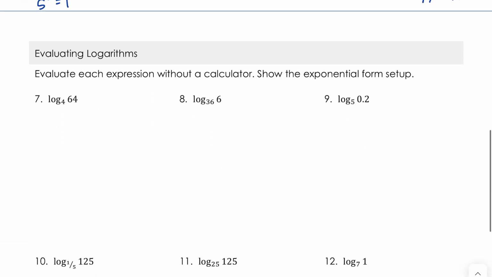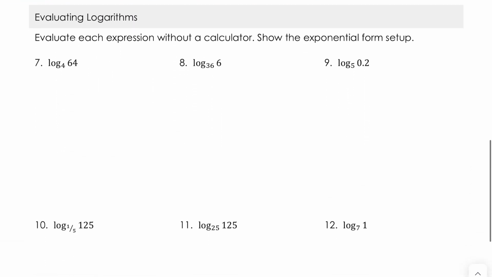On the back, we're going to actually evaluate logarithms. So this is saying, what does it equal? On the front, we rewrote them. Well, now we actually have to solve them. And a lot of times, when we don't have a calculator, it says without a calculator, try and do this.